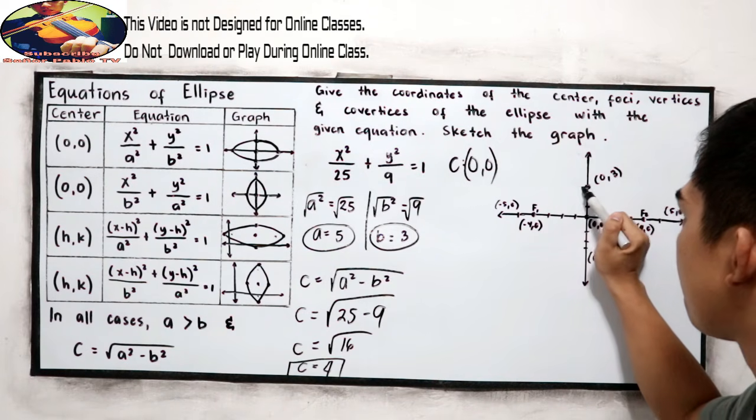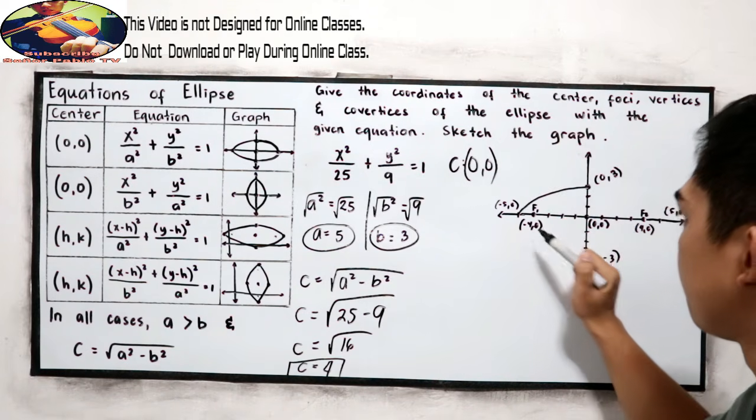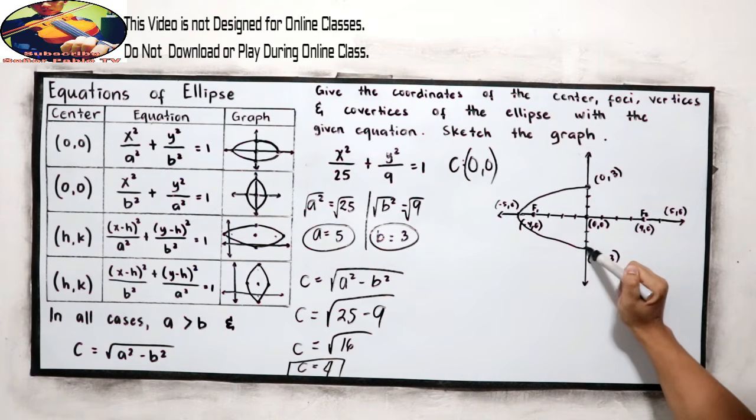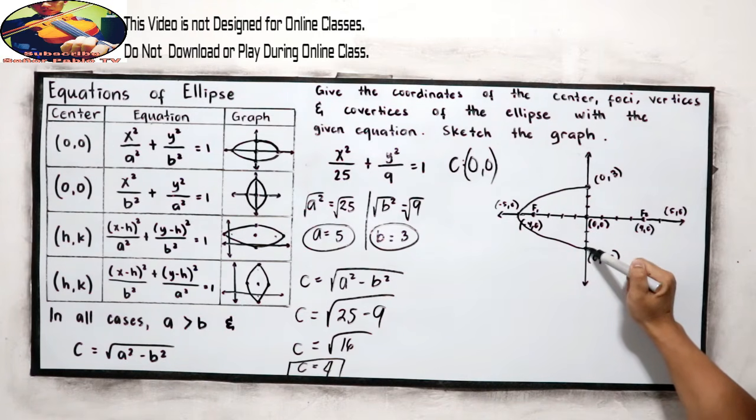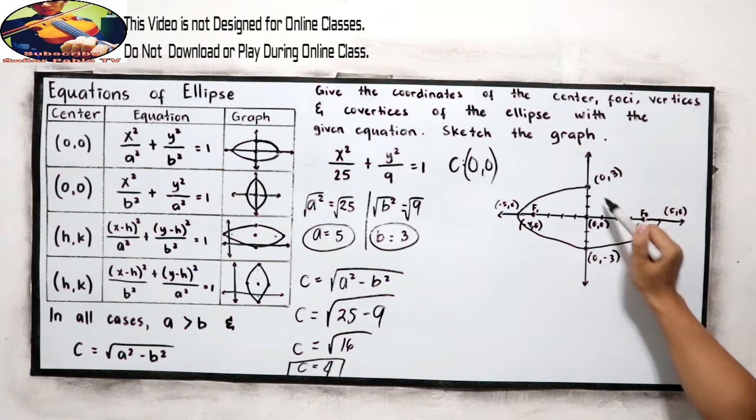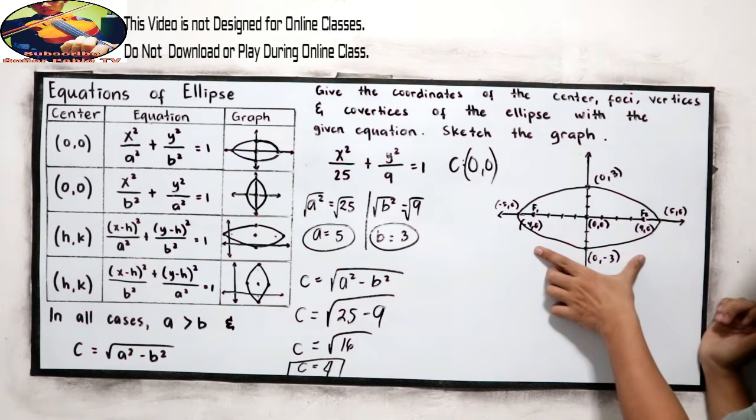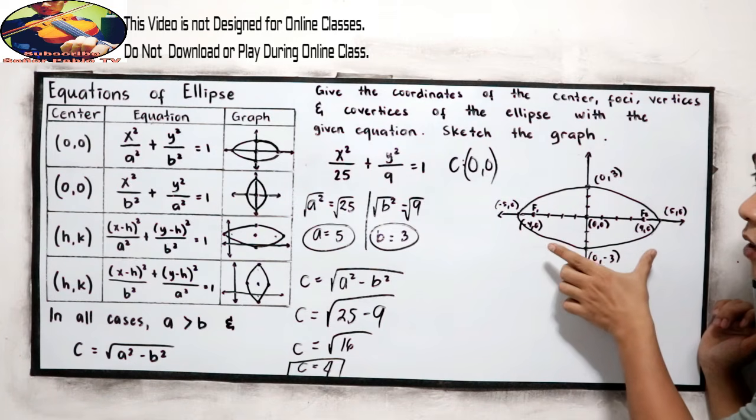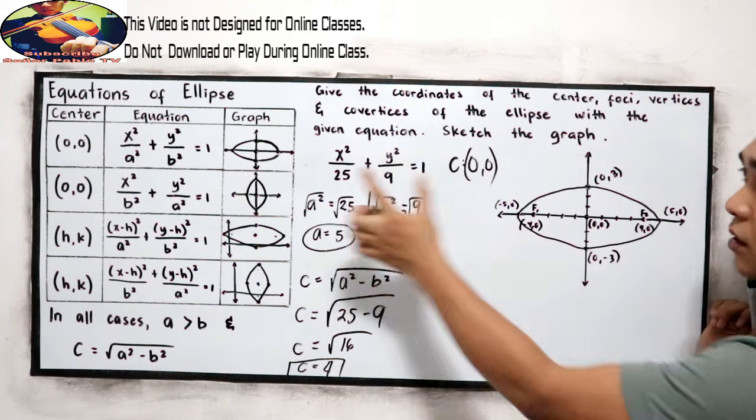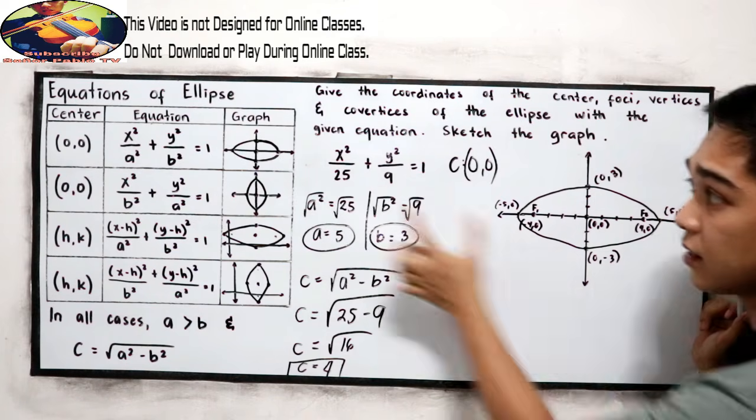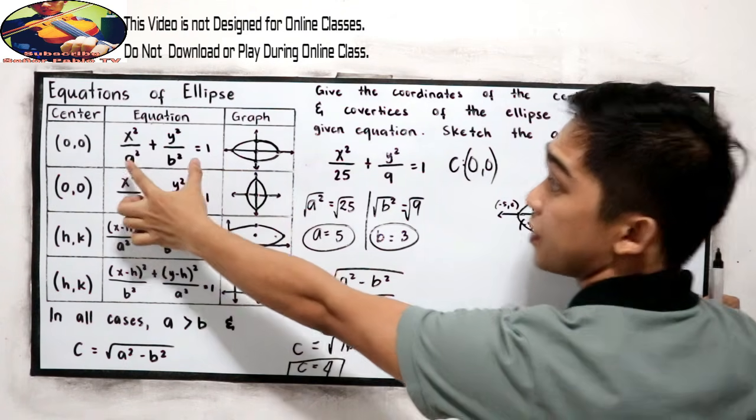Connecting the vertices, okay, this will be our ellipse. And this graph is a graph that we are expecting because we are in this form.